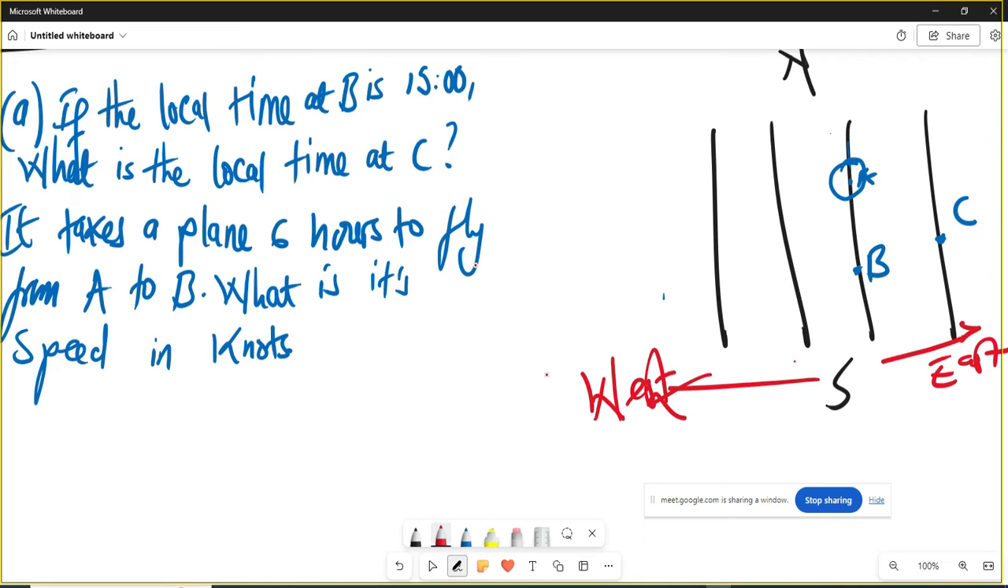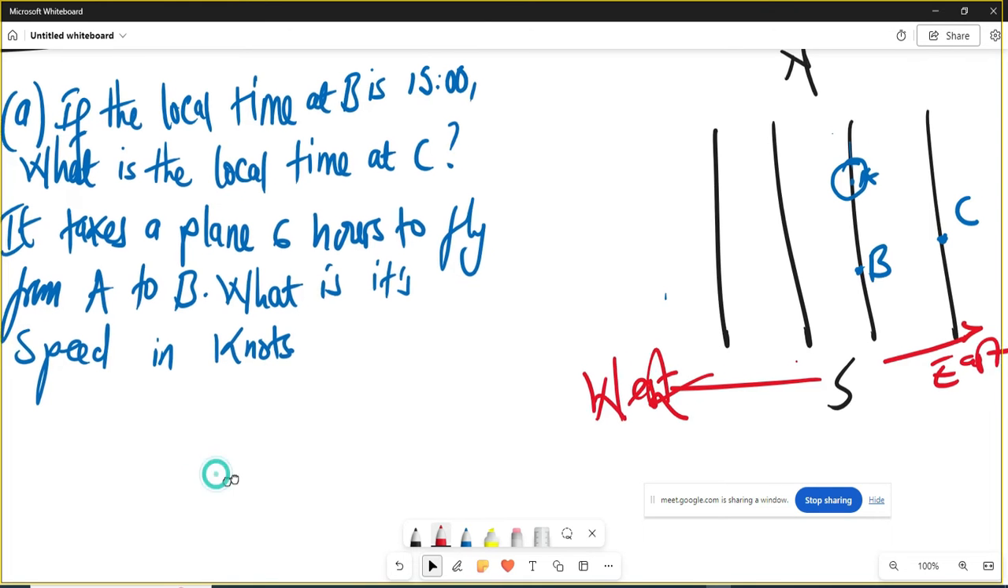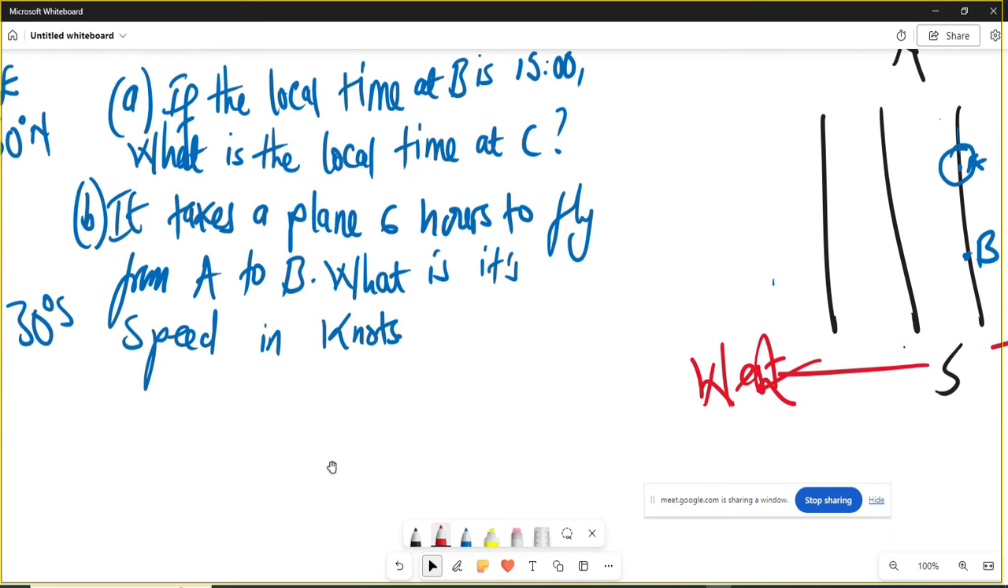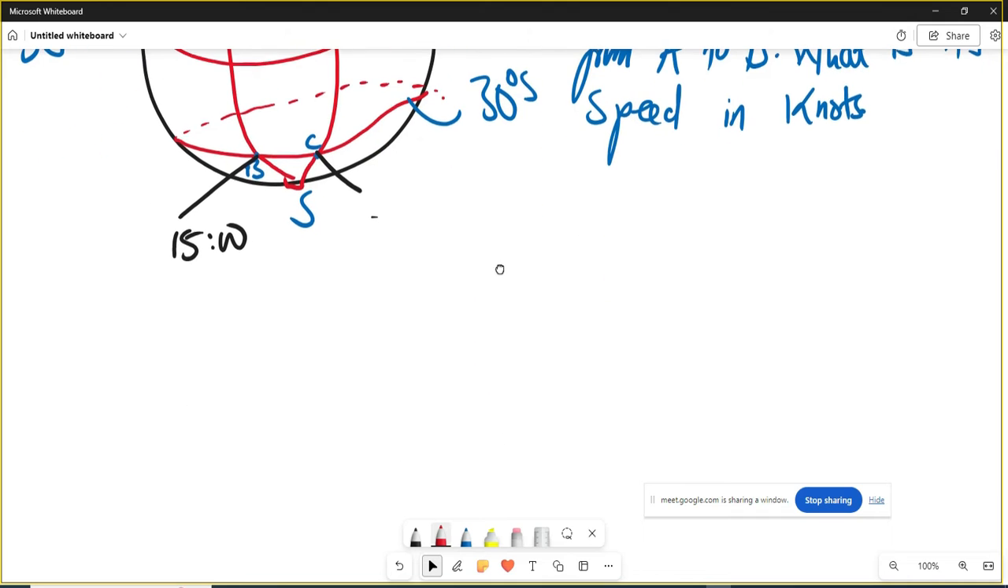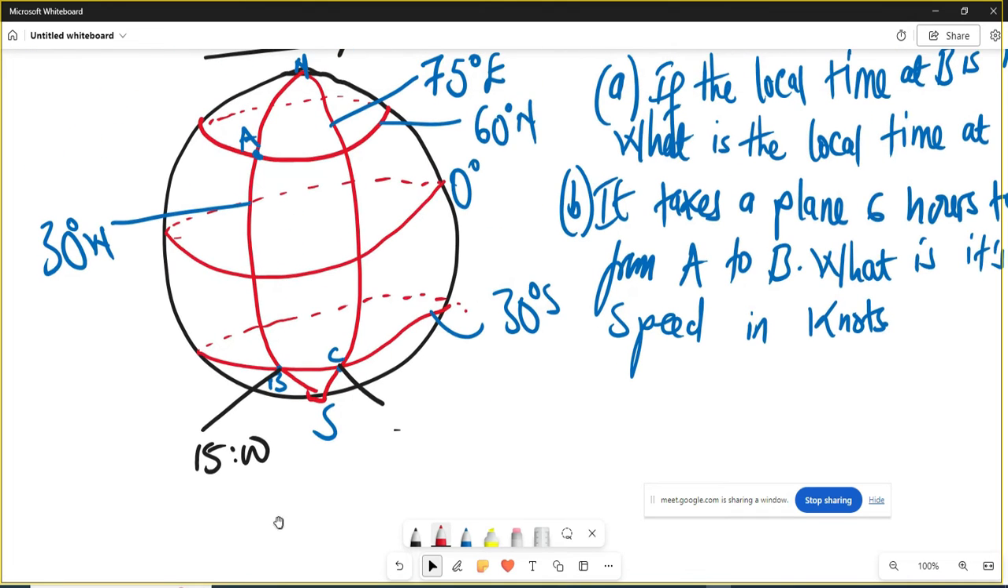As I start question A, let's go back to question A. If the local time at B is 15 hours, what is the local time at C? So let's go to the Venn diagram. So this is the Venn diagram. We have B and C.